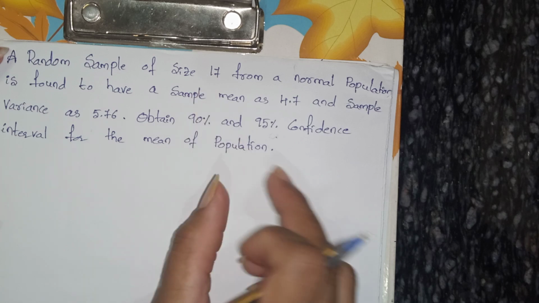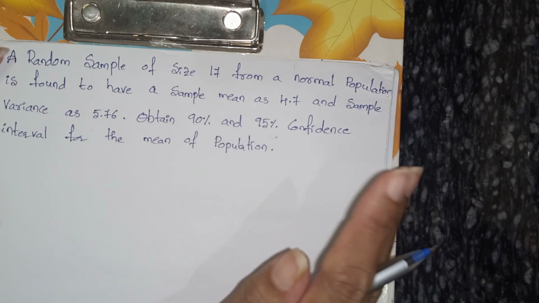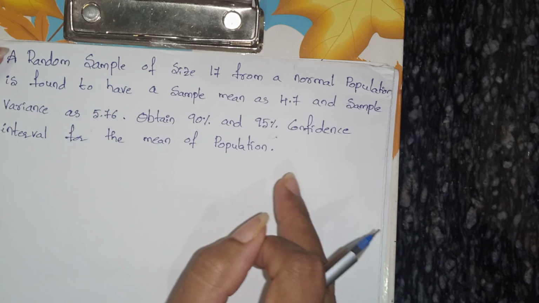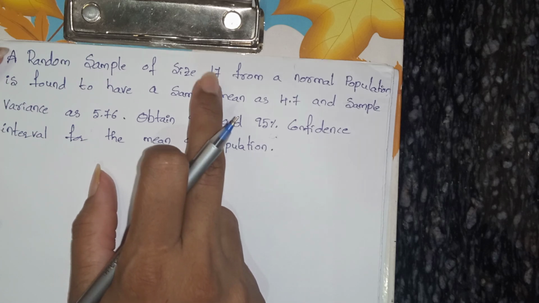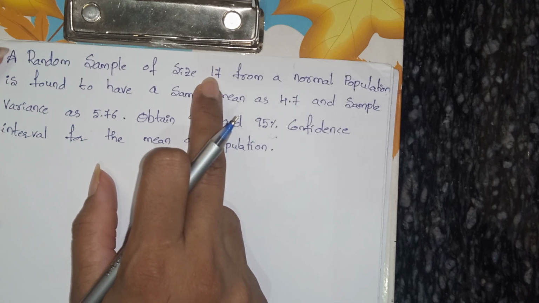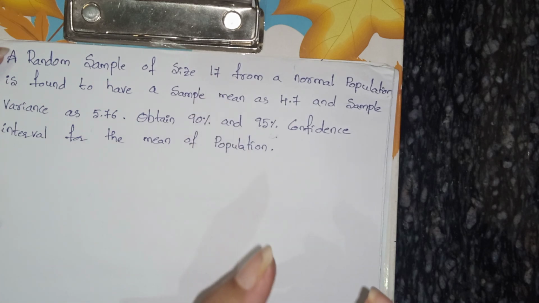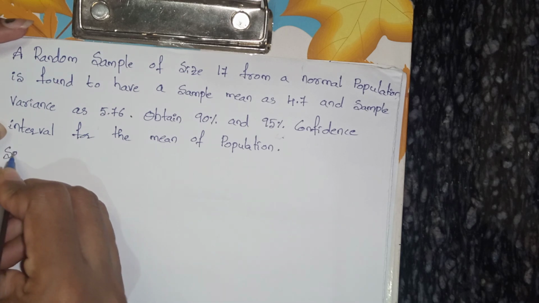So see here, for calculating mean, we have two methods. One is normal distribution, z-test, and the other is t-test. But here we have sample size 17. That means it is a small sample. So we have to use which test? T-test.